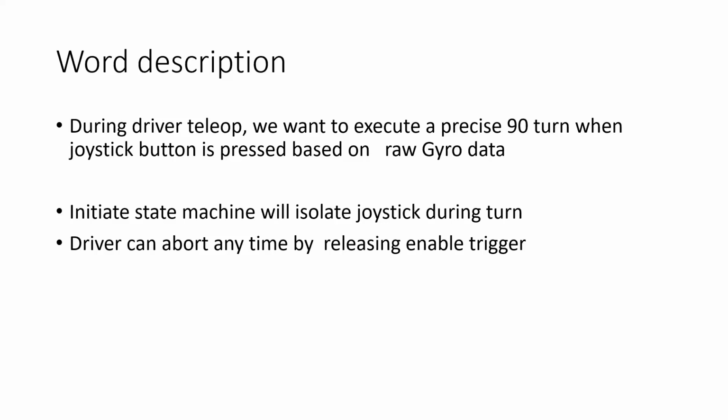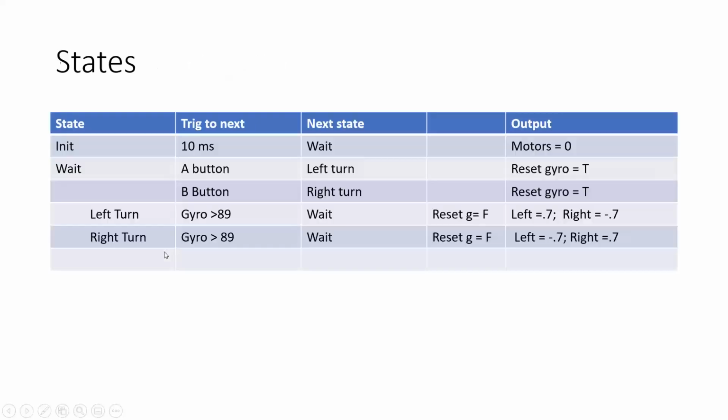The same kind of thing could be done under autonomous, but we're going to be focusing on driver control stuff. So the bottom line is we want the driver to be able to abort it if, looking at the system, something goes wrong or somebody gets in the way. And that's just one of the elements that we need to incorporate. So what I've defined are these different states.